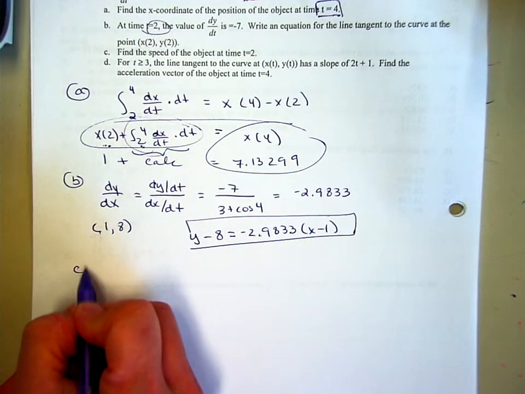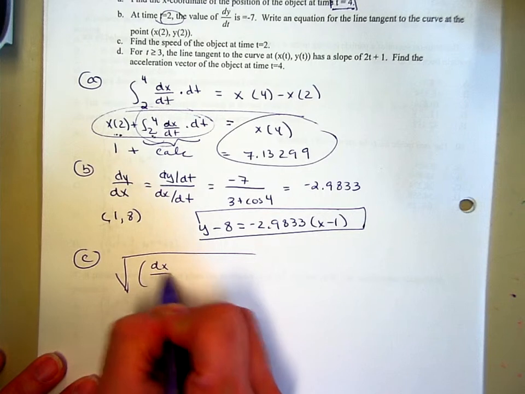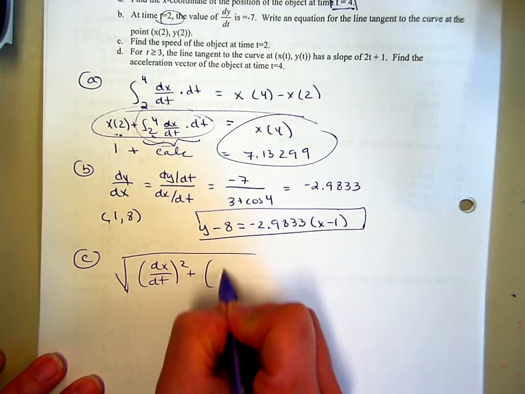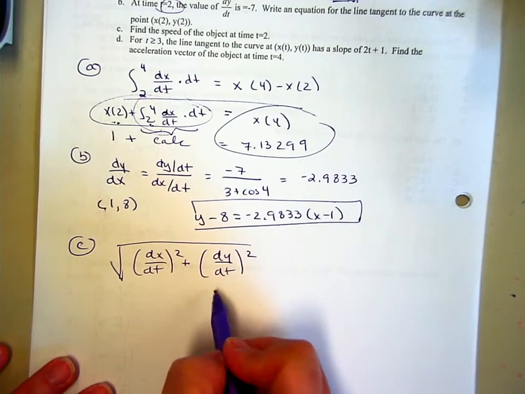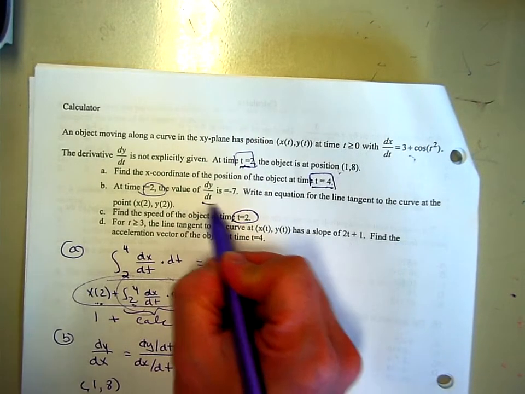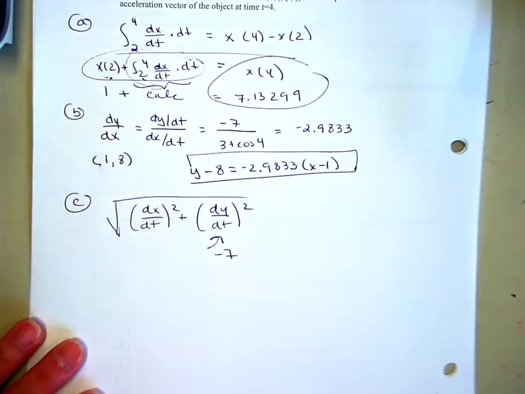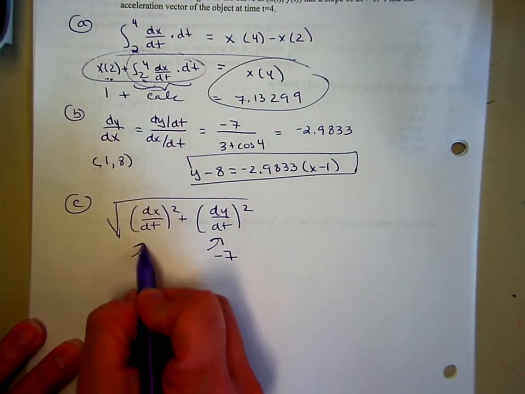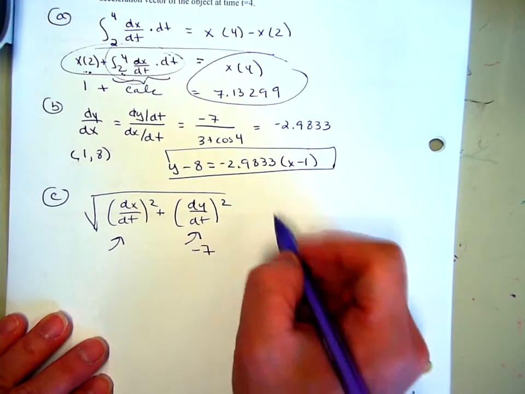Part C, find the speed. Square root of dx/dt squared plus dy/dt squared. Okay, just use your calculator. You know dy/dt at t equals 2. They told us in part B at t equals 2, dy/dt. So you're just plugging in -7 and squaring it. This, they gave you dx/dt. Plug in 2 there, square it. Use your calculator.